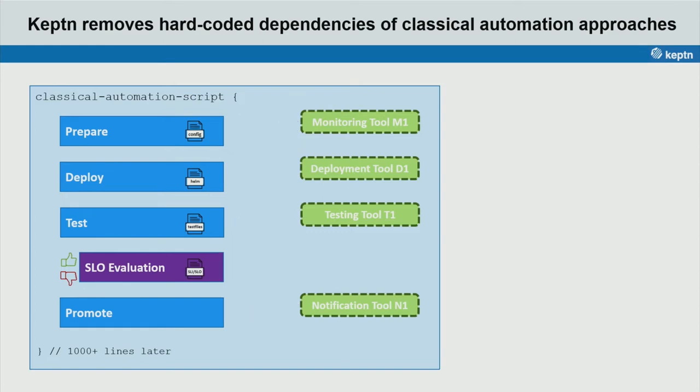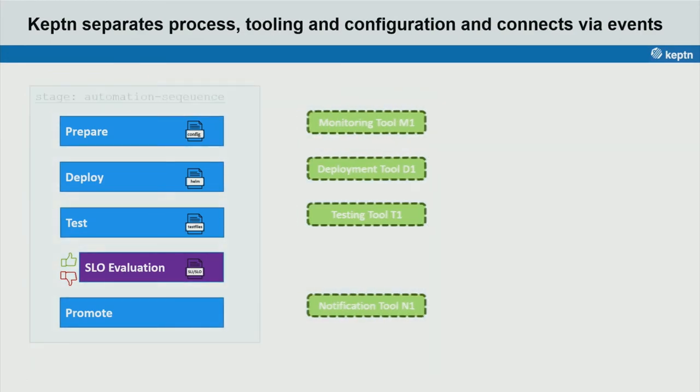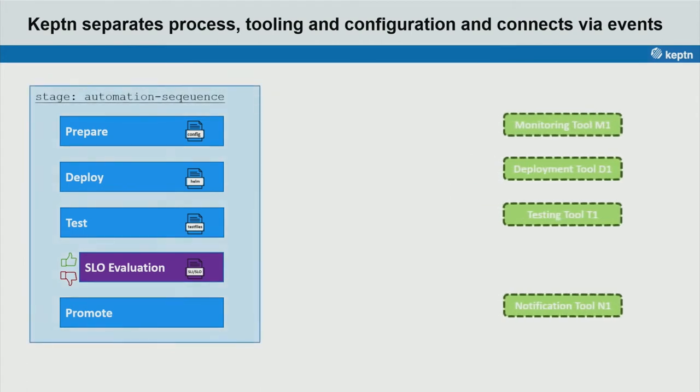So we said, we want to solve this problem because we want to make life easier for people that need to automate more things into their pipelines. So what we do with Keptn, we are ripping apart the hard-coded process and tooling. On the left side, you can specify, in what we call a shipyard file, automation sequences. So you specify what tasks you want to execute. On the right side, you have your tooling completely separated.